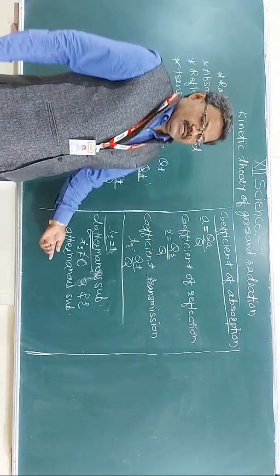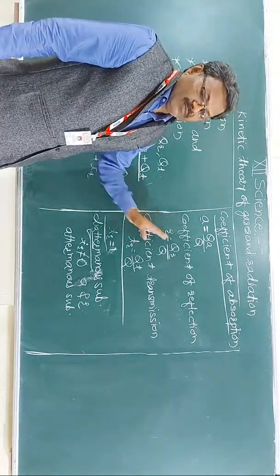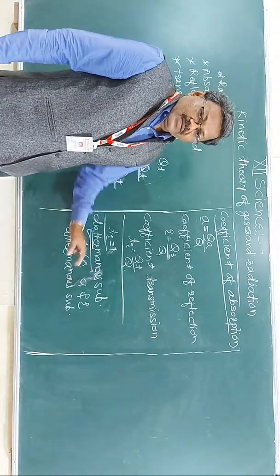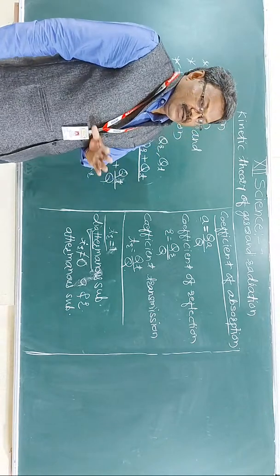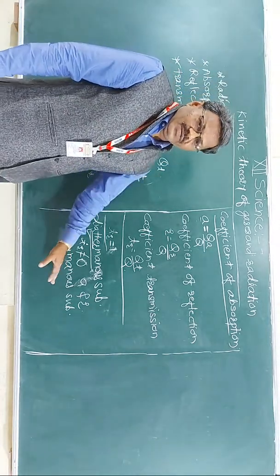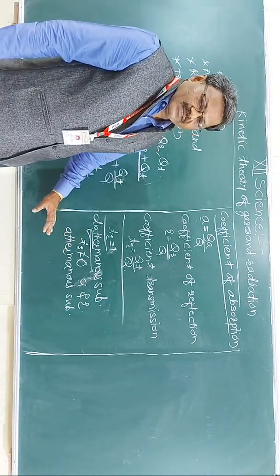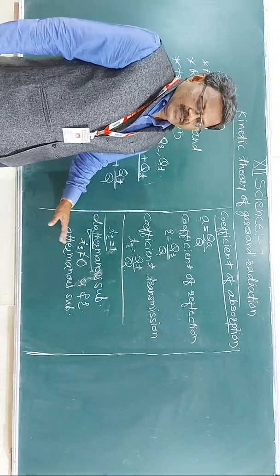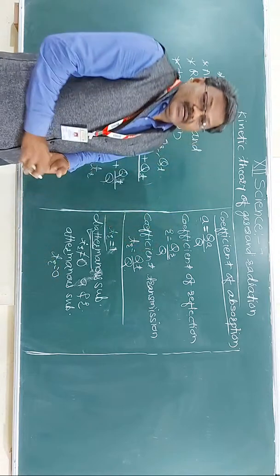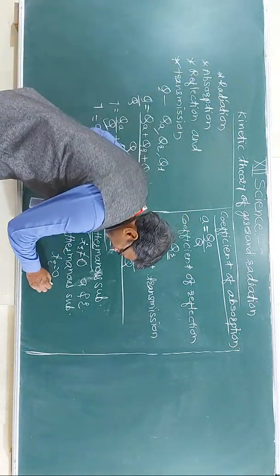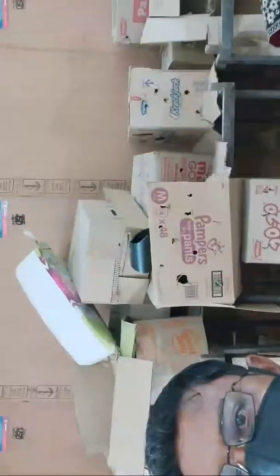Athermanous substances are the objects through which heat radiation or thermal energy cannot pass, or substances that do not allow thermal radiation to pass through them. These substances are called athermanous substances. In this case, T_R is equal to 0 and A plus R is equal to 1.